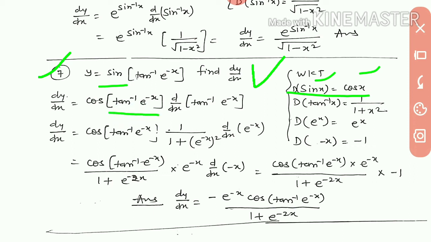Okay, second is tan inverse x. The differential of tan inverse x is 1 upon 1 plus x square. This is 1 upon 1 plus x, where in place of x is e power minus x, e power minus x whole square, right? Next is e power minus x. The differential of e power minus x is e power minus x, and for this minus x you do the differential again, so you will get this. This is a very simple question.